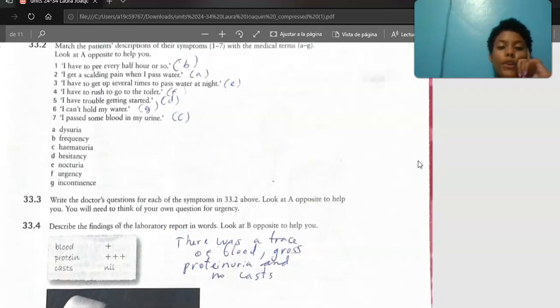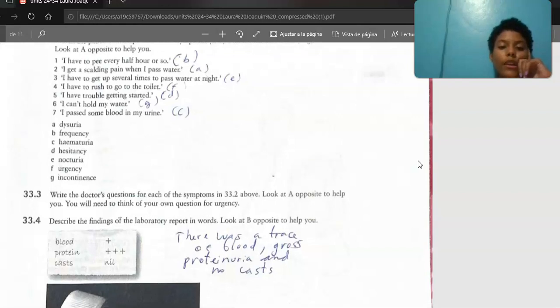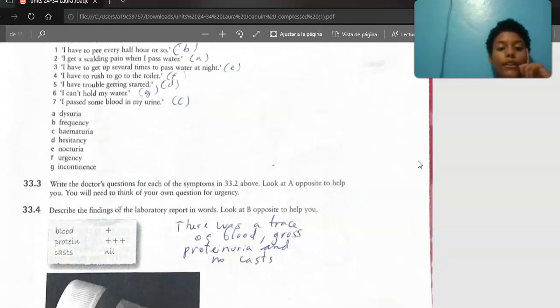Look at the list opposite to help you. I have to pee every half hour or so. Frequency. I get a scalding pain when I pass water. Dysuria. I have to get up several times to pass water at night. Nocturia.